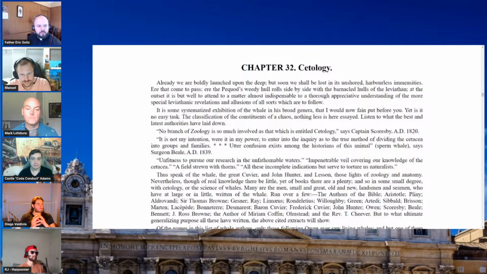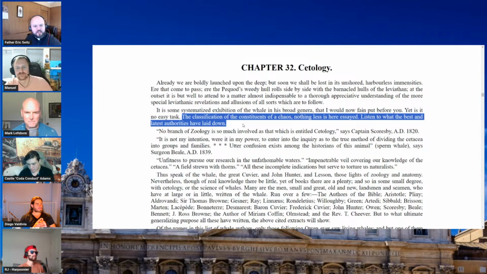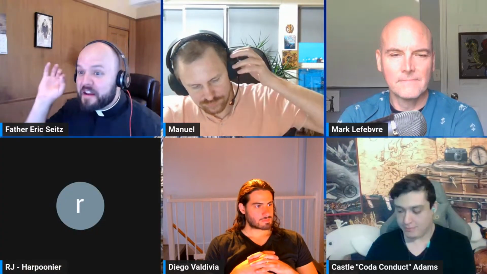And I think Ishmael's quite aware of what he's doing. We got this right here at the beginning of the chapter: "The classification of the constituents of a chaos, nothing less is here essayed." So what he is doing and understands that he's doing is going into the chaos, going into the depths, and trying to find order there, right? Okay, we got really big, we got medium size, we got small size of everything that spouts water out of its head and has a flat tail. And that's as much order as I'm able to give you. And if anybody says they're going to give you more order than that, you need to doubt them, because no ounce of zoology is so much involved as that which is entitled cetiology.